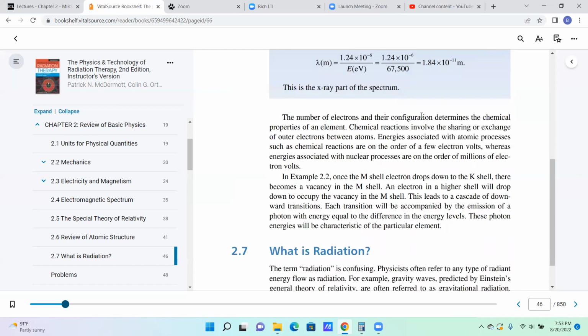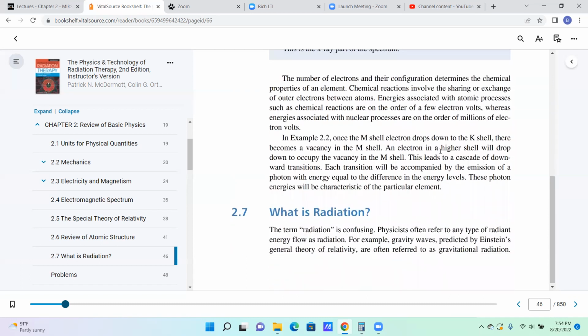So the number of electrons and their configuration determine the chemical properties of the element. Chemical reactions involve the sharing or exchange of outer electrons between the atoms. Energies associated with atomic processes, such as chemical reactions, are on the order of a few electron volts, whereas energies associated with nuclear processes are in millions of electron volts.